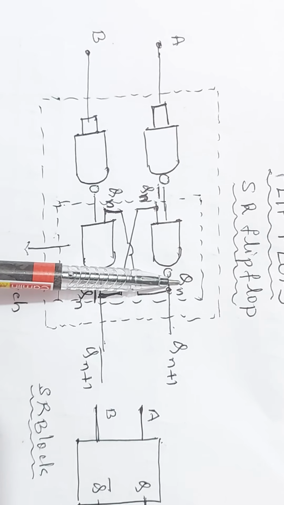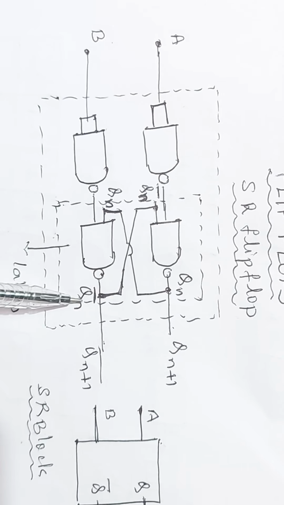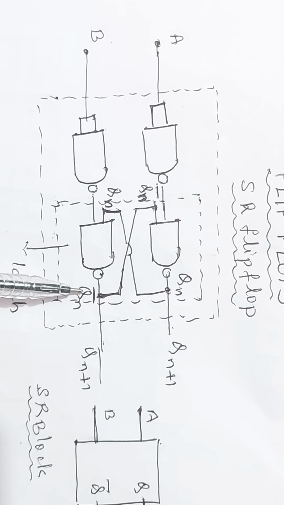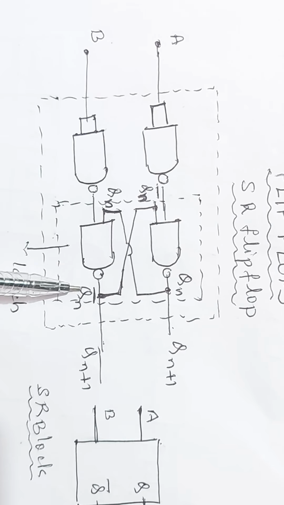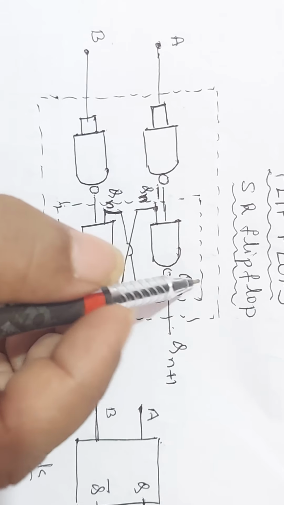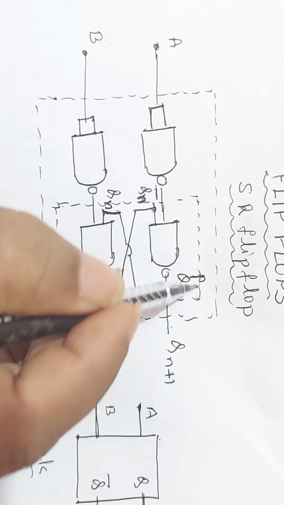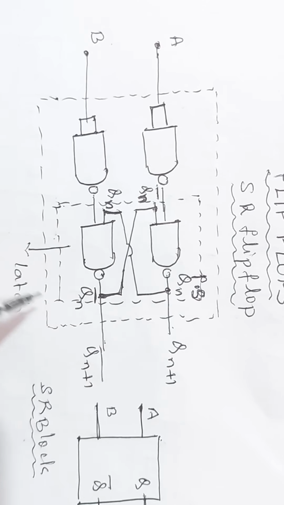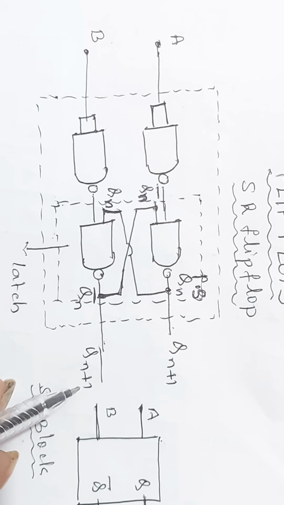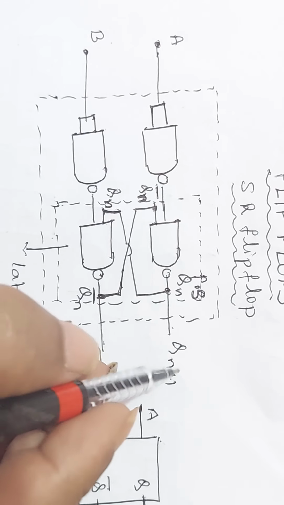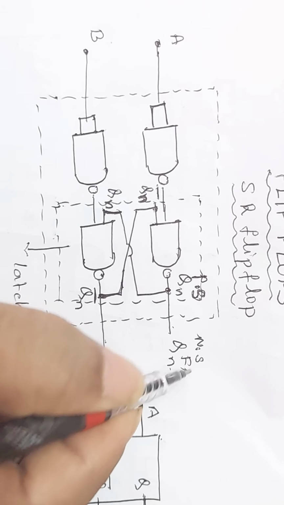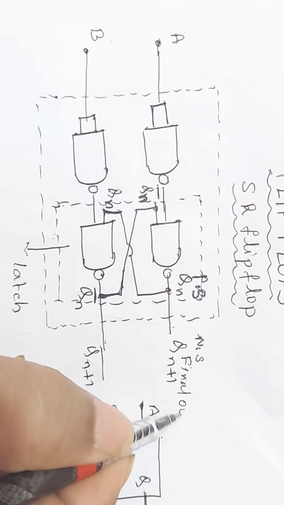Now, Qn and Qn bar are the two outputs. We call these outputs Qn and Qn bar the previous state output. I will explain what is meant by previous state output. Qn and Qn bar are called previous state output. Qn+1 and Qn+1 bar are called next state output, or simply we call it the final output.